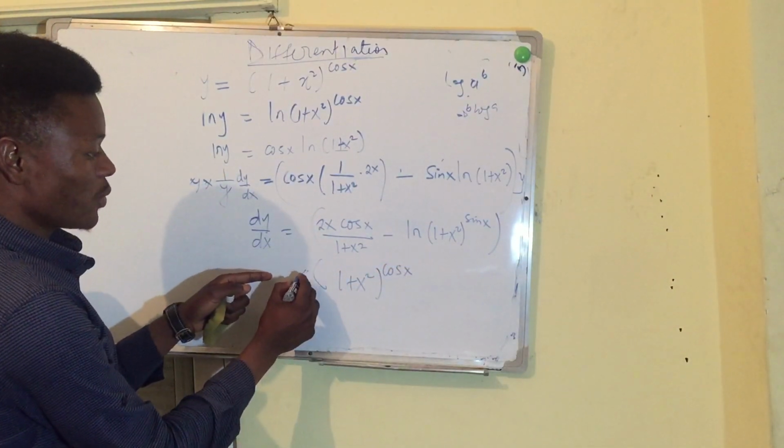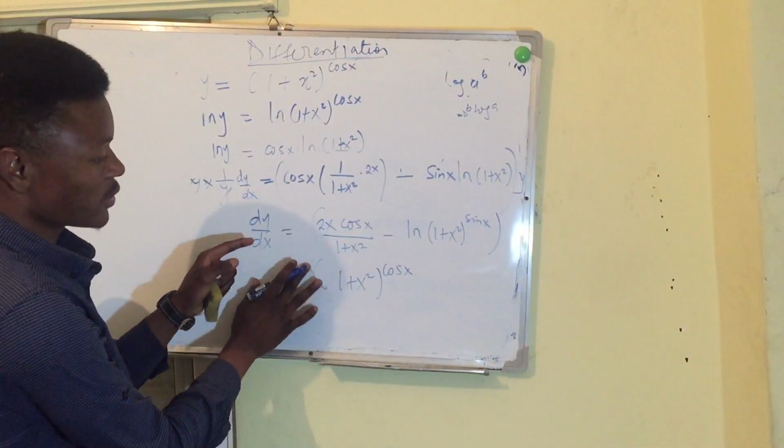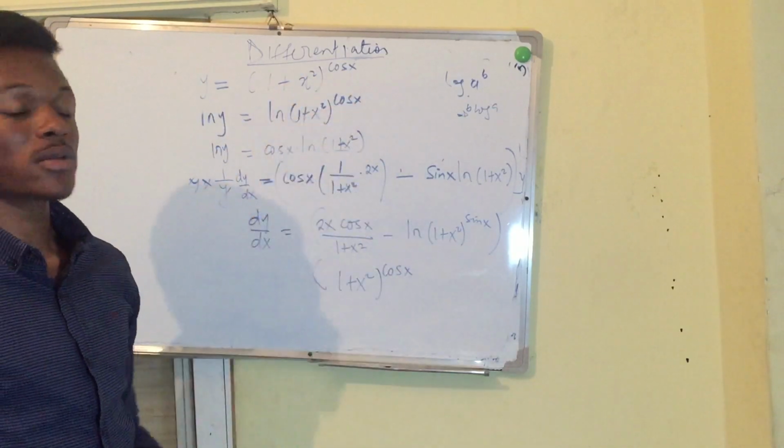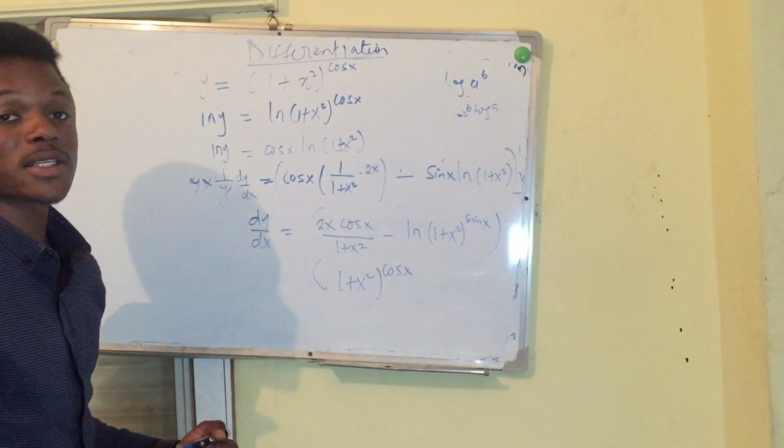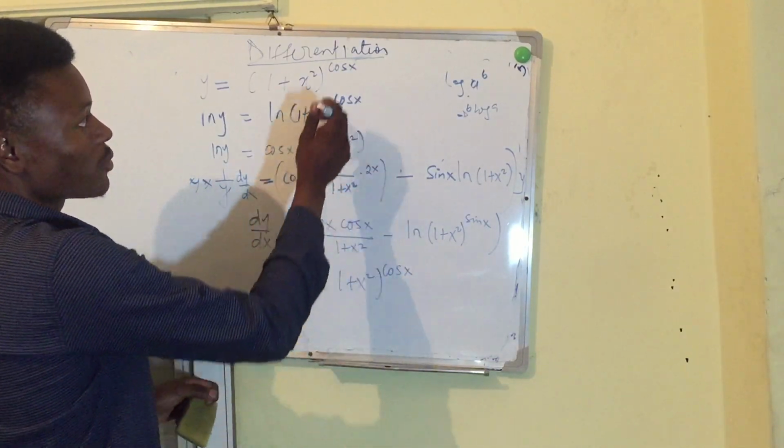That is it. Now we multiply by y, and we already know that y is (1 plus x squared) to the power of cos x. So this is the approach to problems with a power.